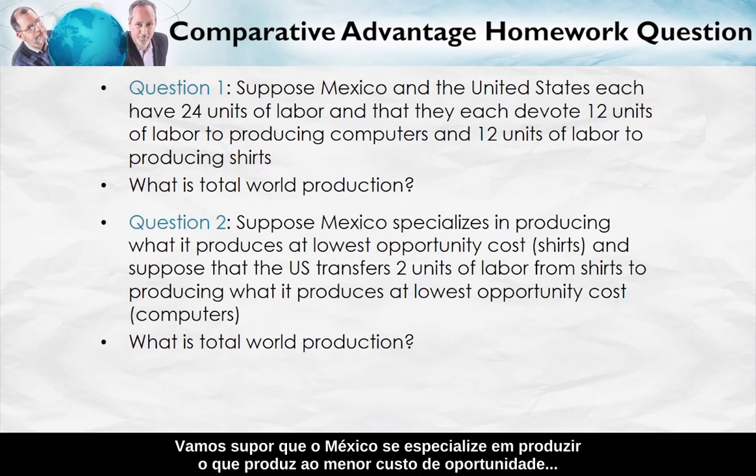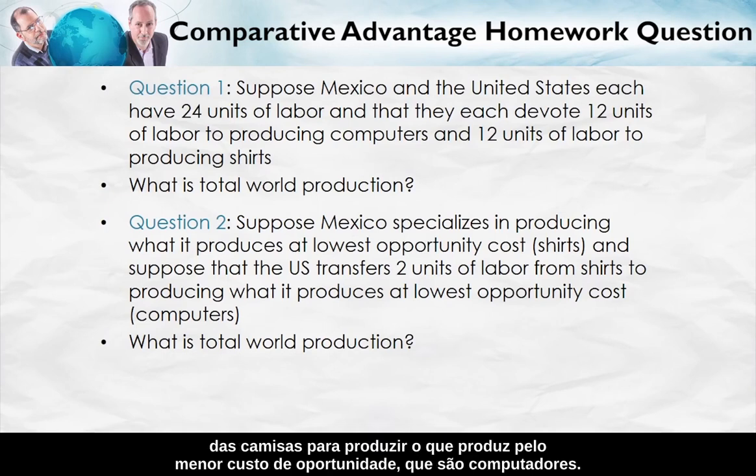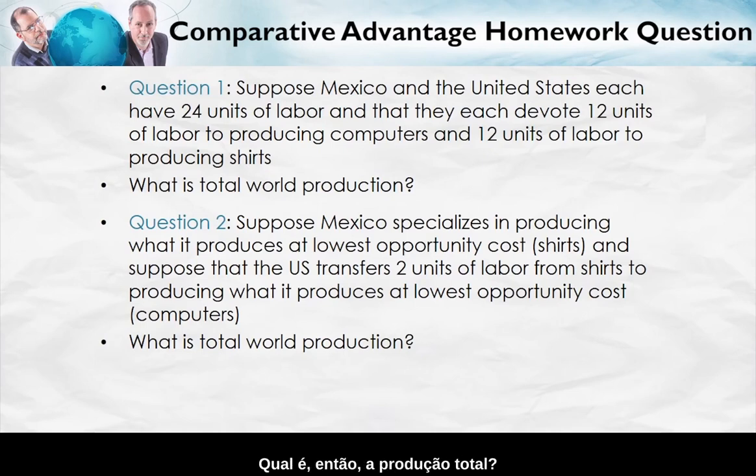Question 2. Suppose that Mexico specializes in producing what it produces at lowest opportunity cost. We just saw that with shirts. And suppose that the U.S. transfers 2 units of labor from shirts to producing what it produces at lowest opportunity cost. That's computers. What is then total world production?